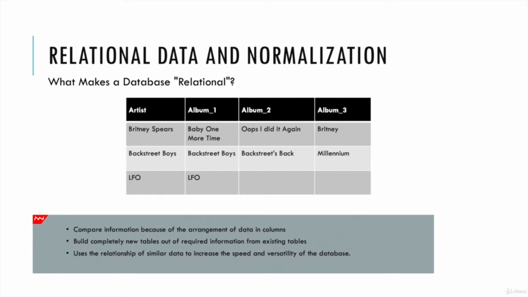we're optimizing for. So what makes a database relational? Relational is exactly what it sounds like. Some data relates to some other data. And relational typically goes hand in hand with normalization.